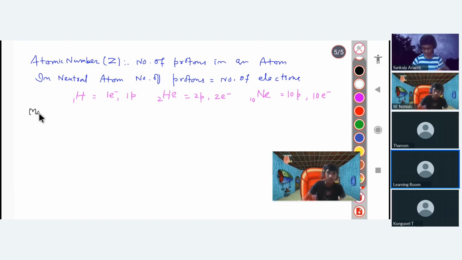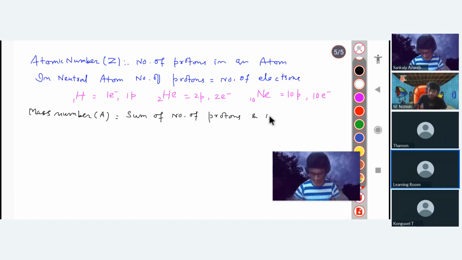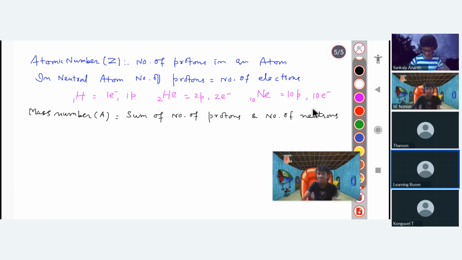Then tell me, what is mass number? It's the mass of the nucleus. It is the sum of the total number of protons and the total number of neutrons. Why not electrons? Because electron mass is very, very small compared to them, and I have told you that it is neglected. The average mass of an electron is taken as zero.